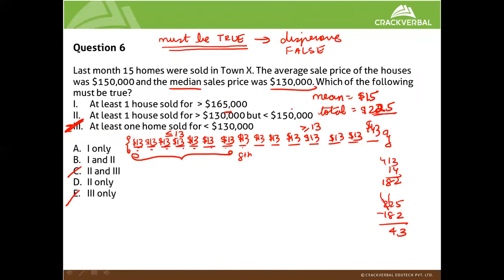This entire scenario is going to disprove the second statement, which says at least one house sold for greater than $130,000 but less than $150,000. Out goes 2. So if out goes 2, out goes answer choice B, out goes answer choice D. You're left with only one possible pick, and that is Alpha. Okay with this, guys?